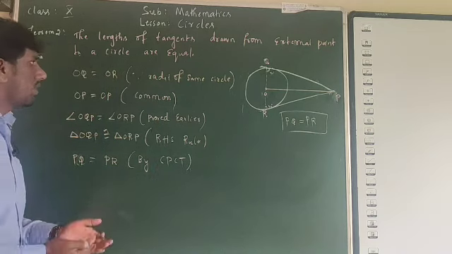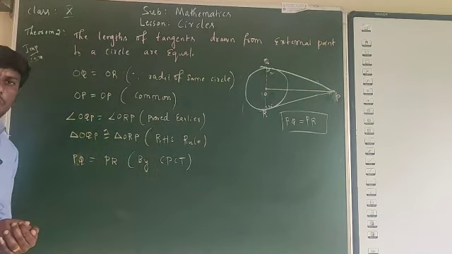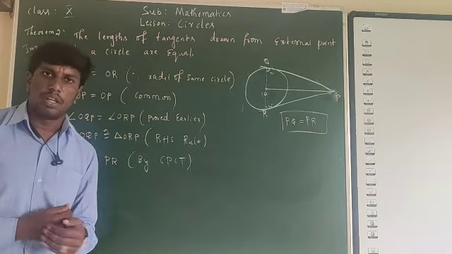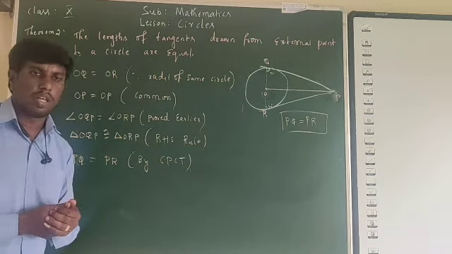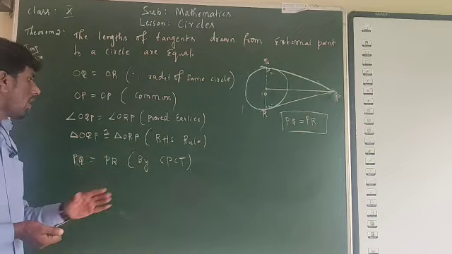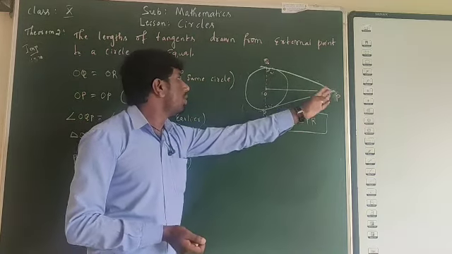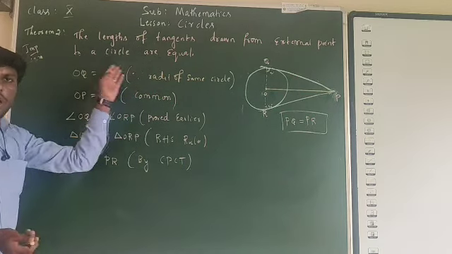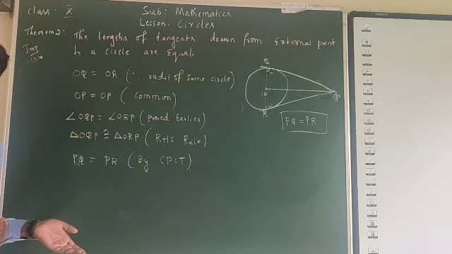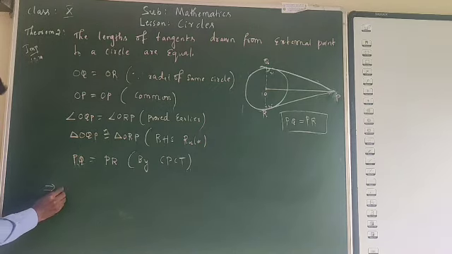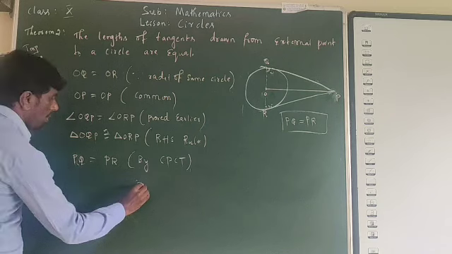These things you have learned in your class 9 also, right? Proving two triangles as congruent, writing these corresponding parts, right? So PQ is equal to PR, that is by CPCT. So we have proved that PQ is equal to PR by using the congruence property of triangles. This is proved.